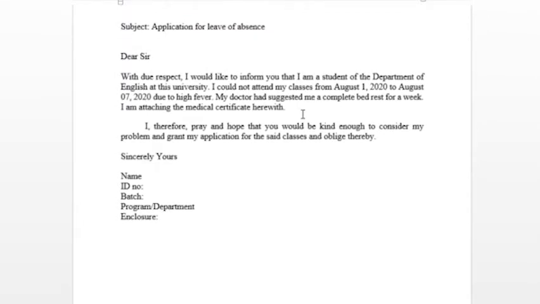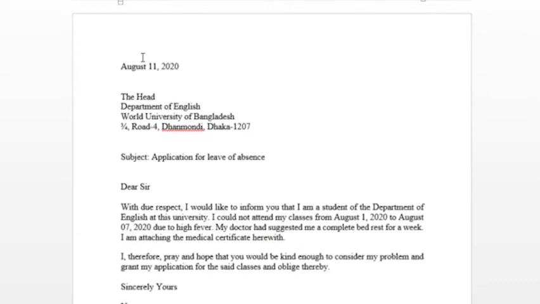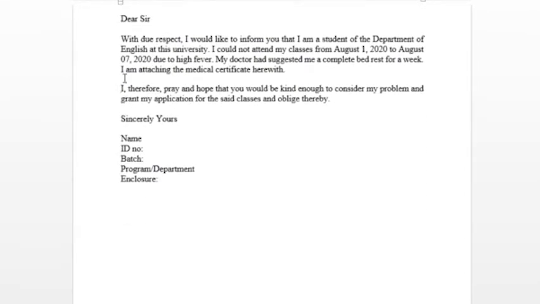And then we give a single space here. Unlike the previous ones at the top, where we used double spaces, here you use single space. So here we can see that it starts like "I, therefore, pray and hope that you would be kind enough to blah blah blah." But remember, do not ever decide to pray and hope, okay?